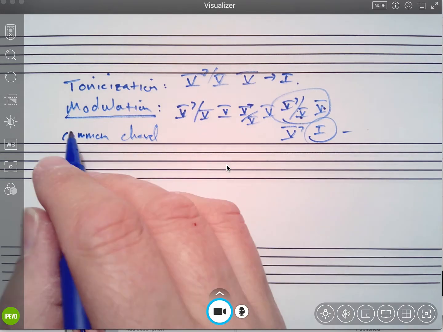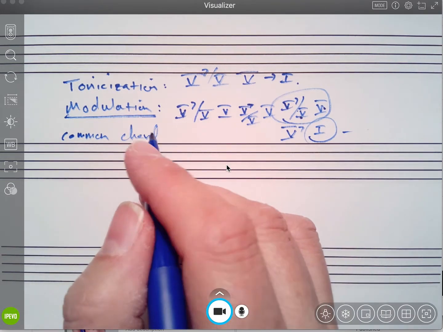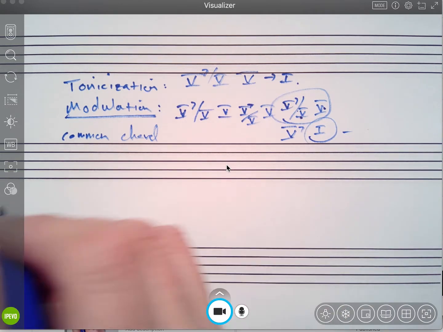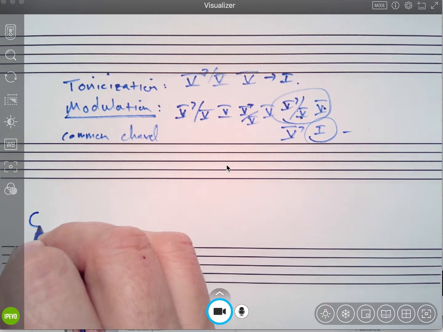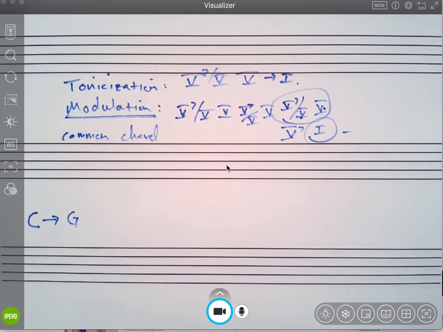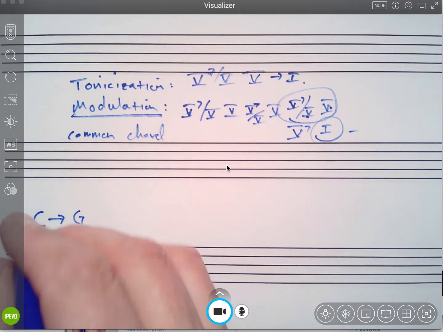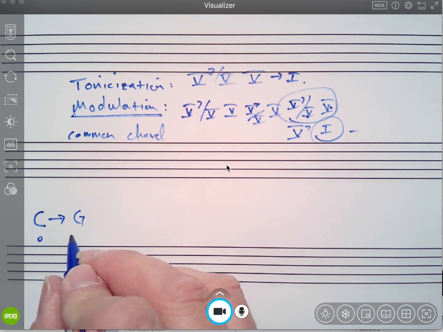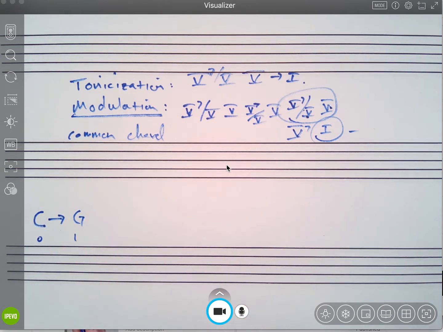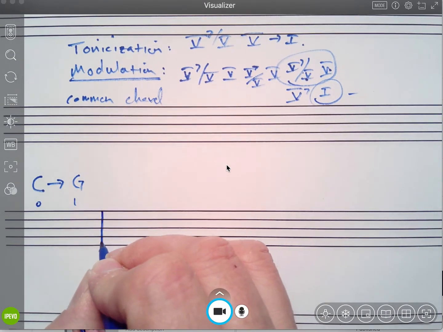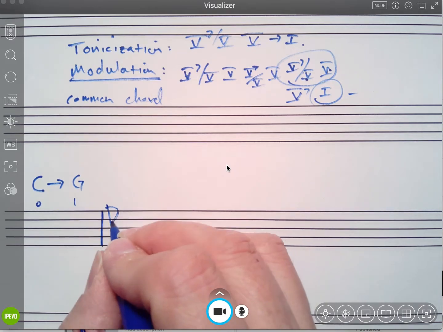Okay, common chord modulations are mostly relevant when we're going from one key to a closely related key. For example, if we want to go from C major to G major, we know C major has 0 sharps and flats, G major has 1 sharp. So these are closely related keys. Practically speaking, what this means is that these keys have many chords in common.